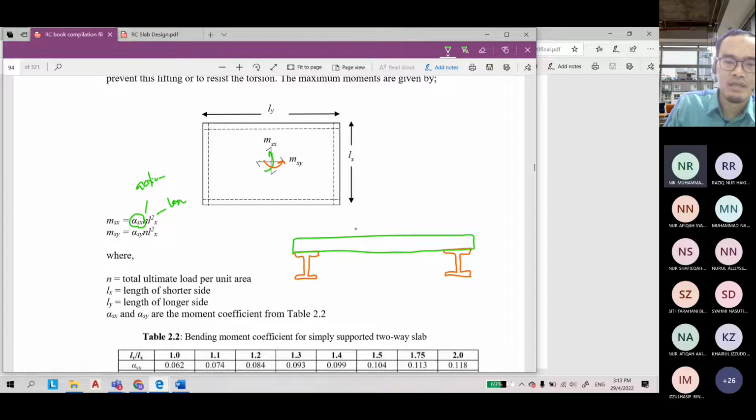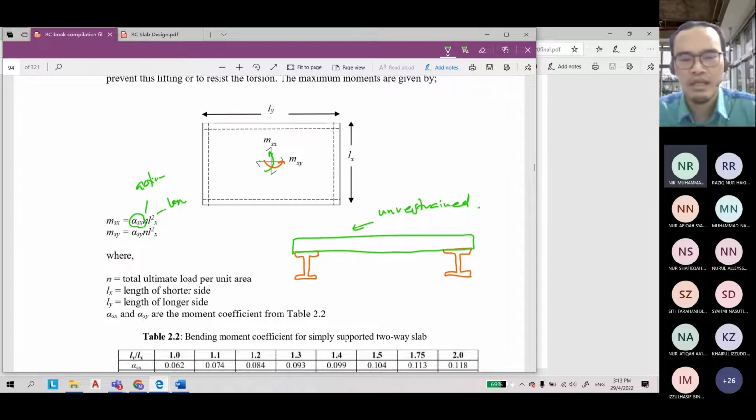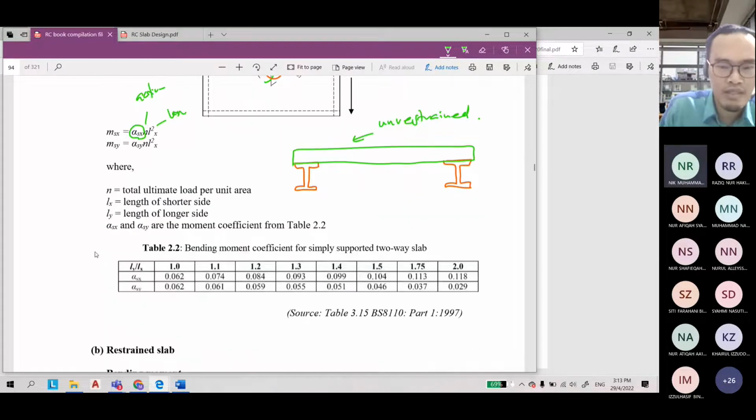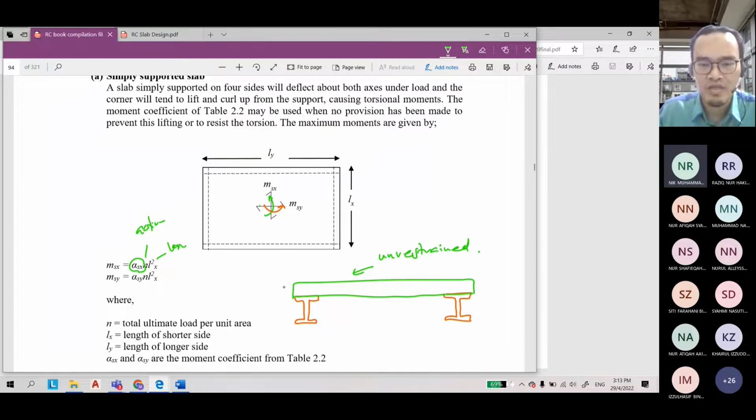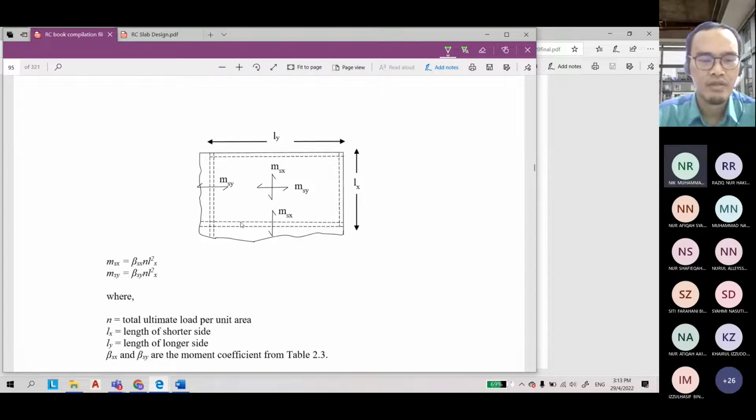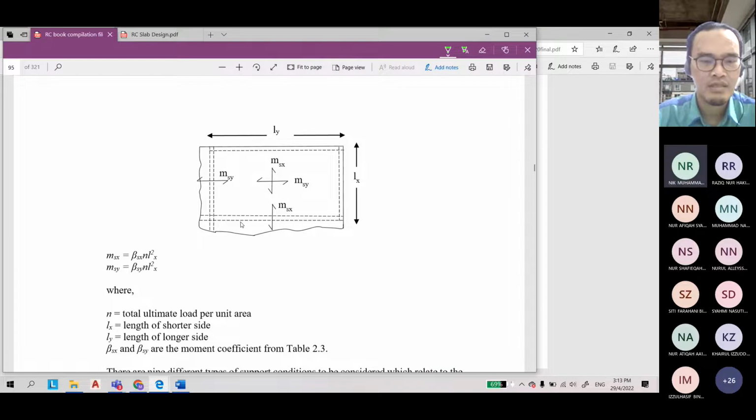The slab is categorized as unrestrained. So as we did in the last exercise, we refer to this table to determine the coefficient of bending moment, which depends on the value of Ly over Lx. So we select the coefficients alpha Sx and alpha Sy. This is the condition for a simply supported, unrestrained two-way slab.